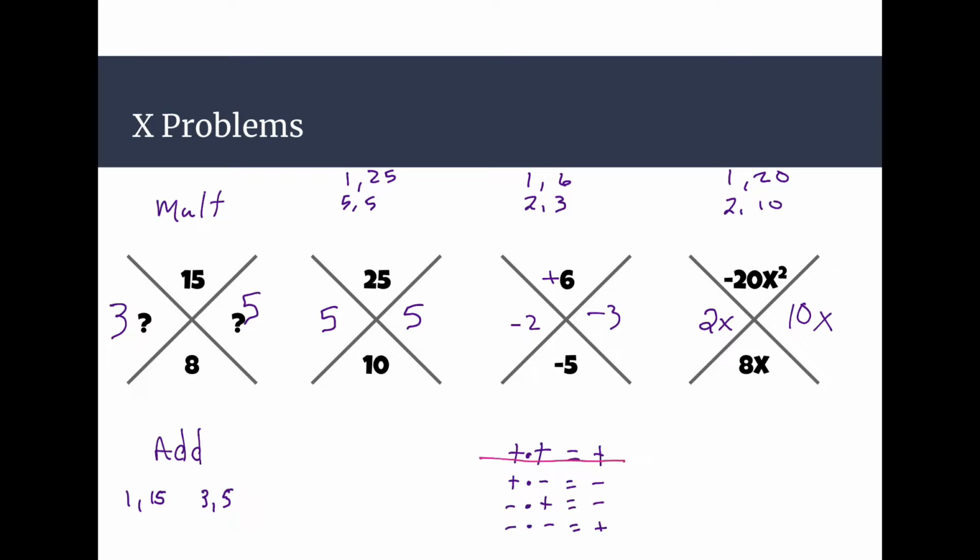So which one has to be negative in order to make this positive? And if this is positive, then that means the bigger number has to be positive. Therefore, this has to be the negative. So negative 2 times 10 is going to be negative 20. X times x is x squared. And then negative 2x plus 10x is a positive 8x.